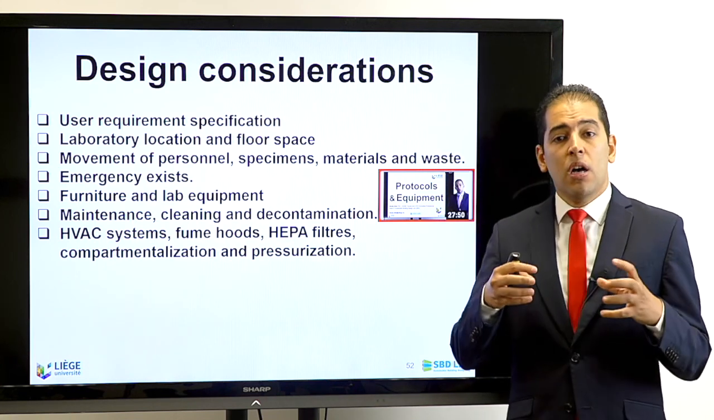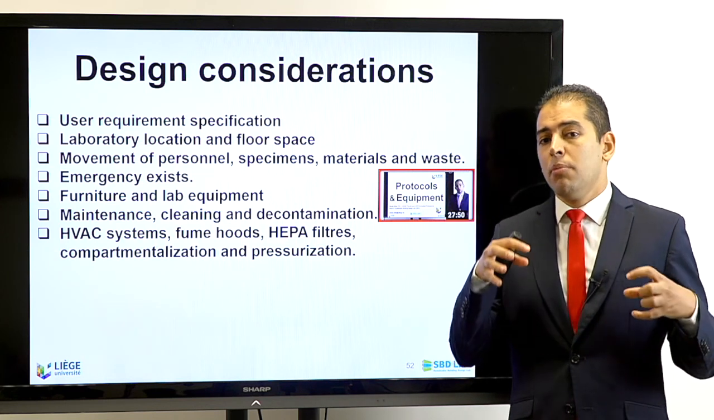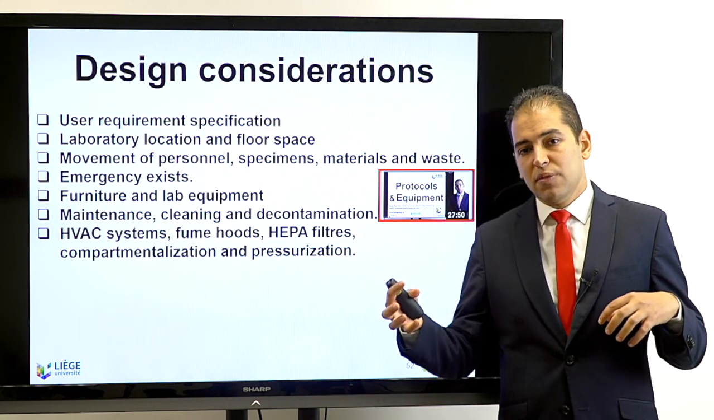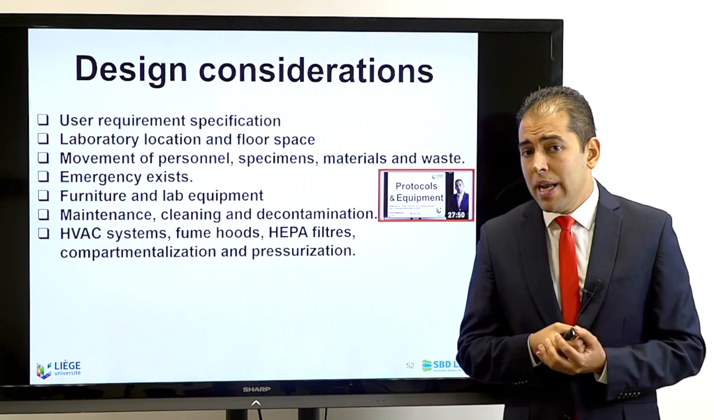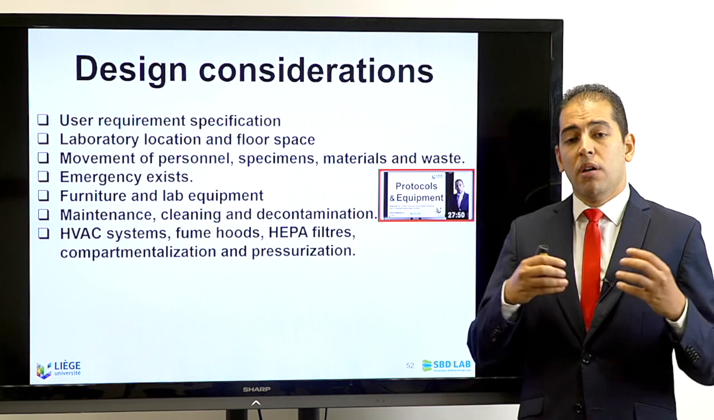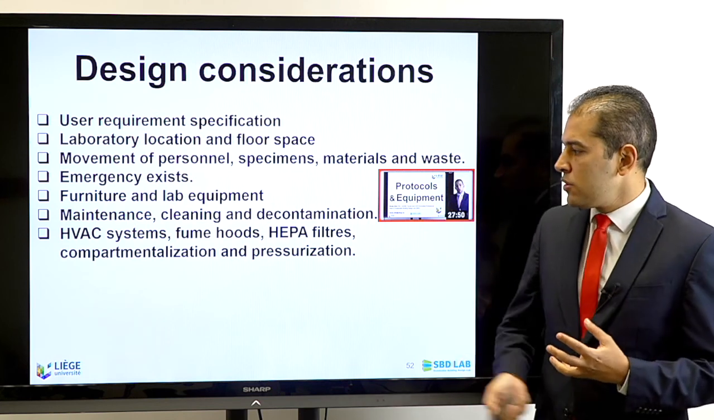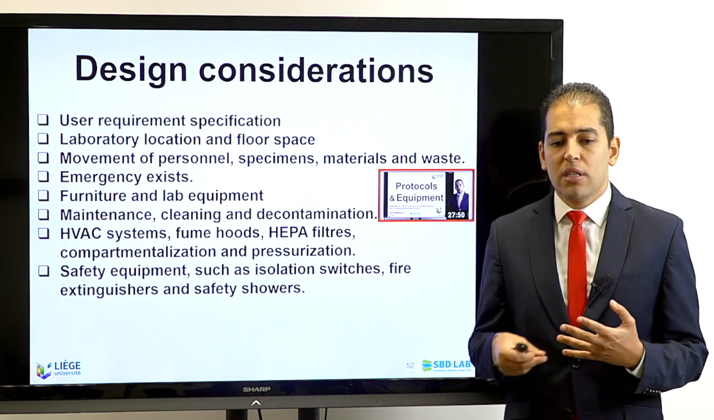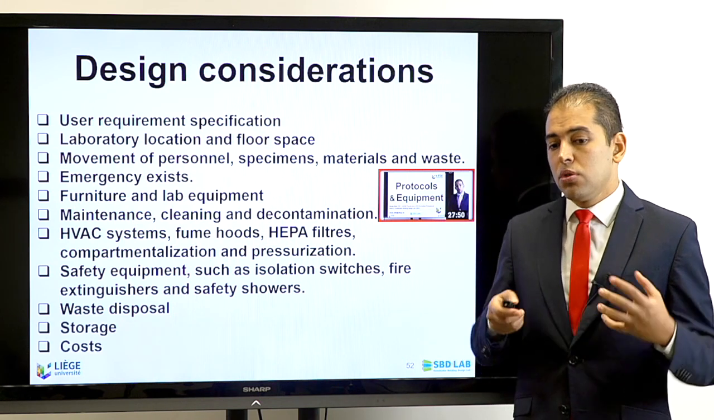Then there is compartmentalization, or simply zoning, in order to make sure that you are controlling the pressurization, because some labs or some parts of the lab facility require positive pressure, while other lab areas need negative pressure to make sure that there is no mixing of substances in the air, especially if you are in a pharma lab. They're very sensitive to transmission through air. The same holds if you have a biological lab, medical lab, or anything that has to do with viruses and bacteria. So all these aspects are important, and you also need to look at the safety equipment that you have, such as the isolation switches, the fire extinguisher, the safety showers, the waste disposal policy, and the storage, and for sure the cost of all that.